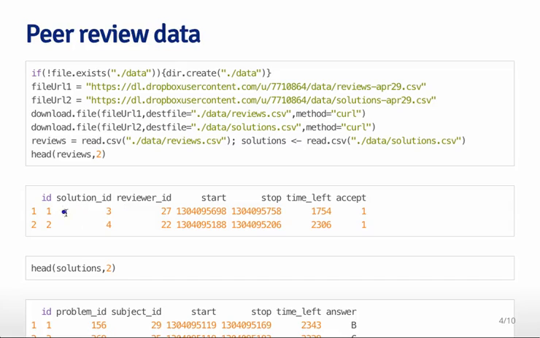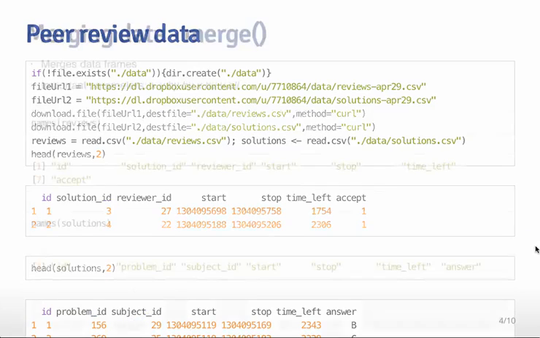So we can look at the reviews data frame, which has these variable names. You can see one of the variable names for this data frame is solution ID, and that corresponds to the ID that appears in the solutions data set. You can see the solutions data set also has a problem ID and a subject ID. Those will be matched to other data sets that we're not going to be talking about in this particular example.